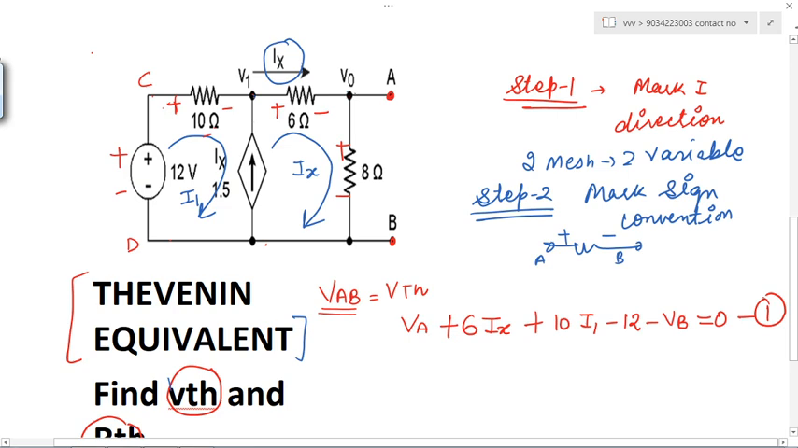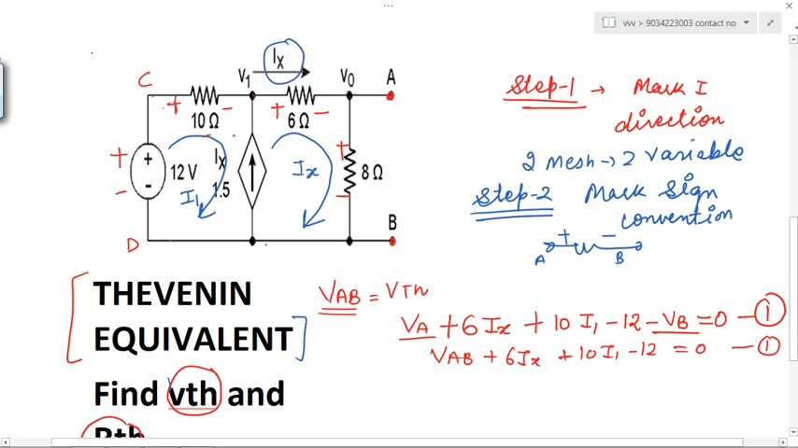Clear this equation? Just imagine that you are standing at the A position and you need to move across to B. So you are at A position, at that point potential will be higher, that's why I have taken VA. At B position potential is lower, that's why I have taken VB. Okay, so VA minus VB, we can write down VAB plus 6Ix plus 10I1 minus 12 is equal to 0.